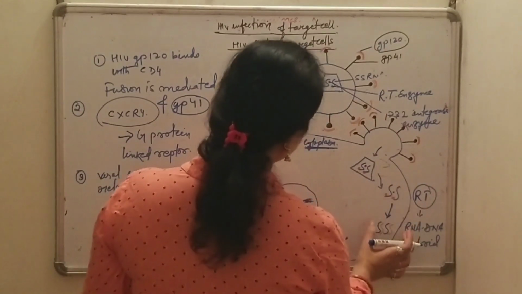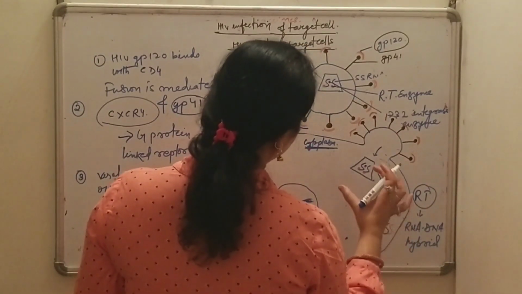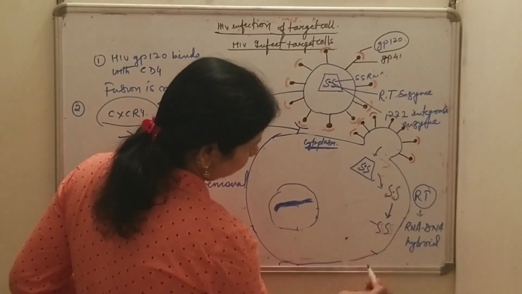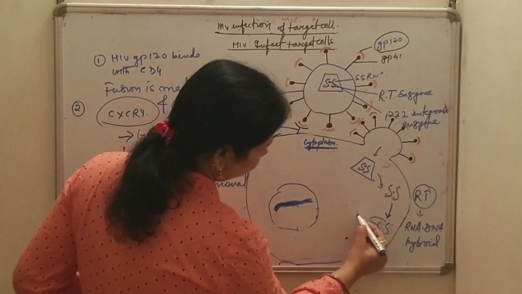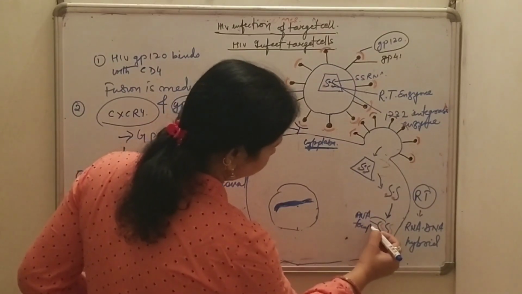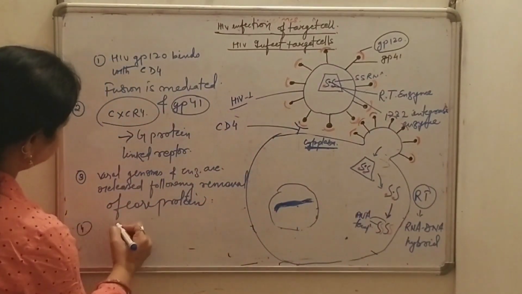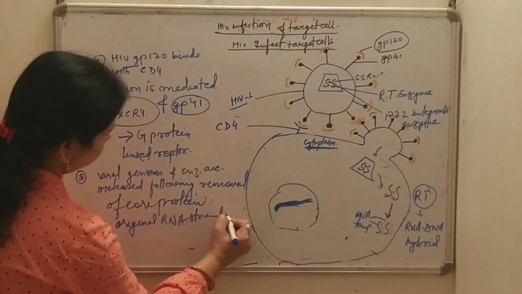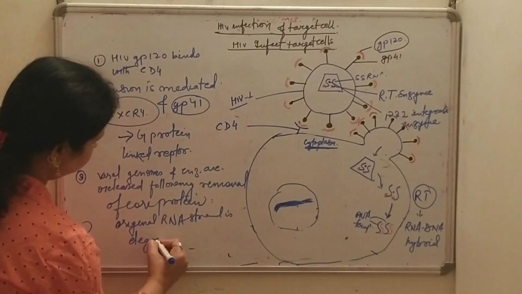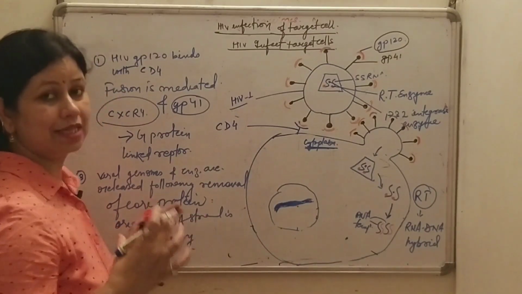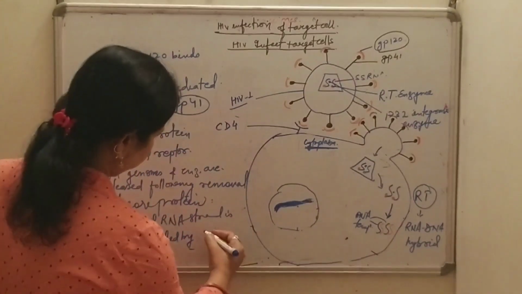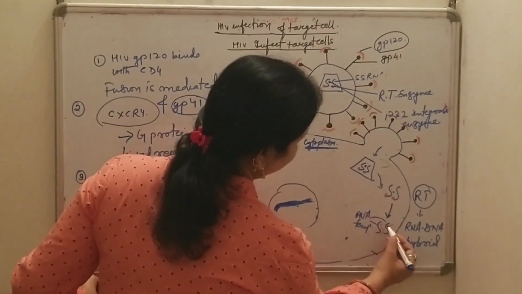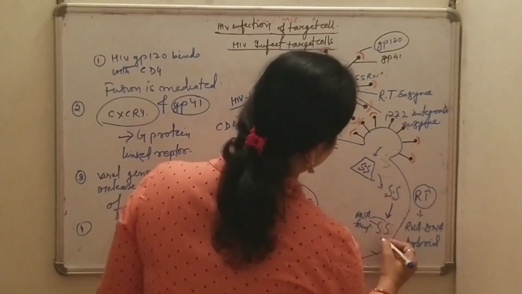Now what happens after that? You can see this is the original RNA template. This original RNA strand is partially degraded by an enzyme known as ribonuclease H. This original RNA template is getting degraded by the ribonuclease H enzyme.